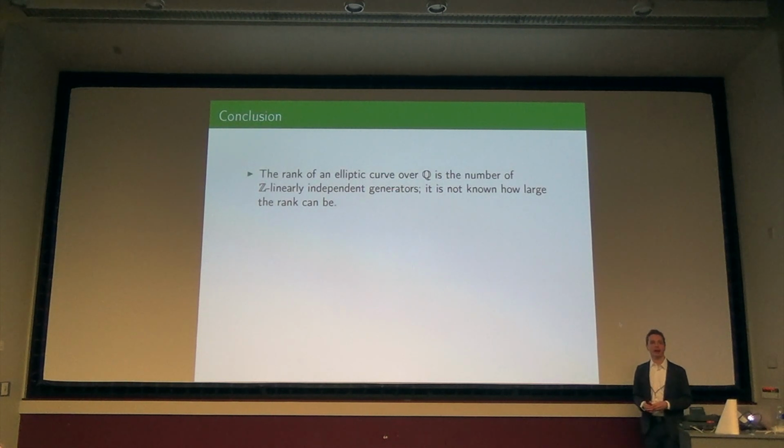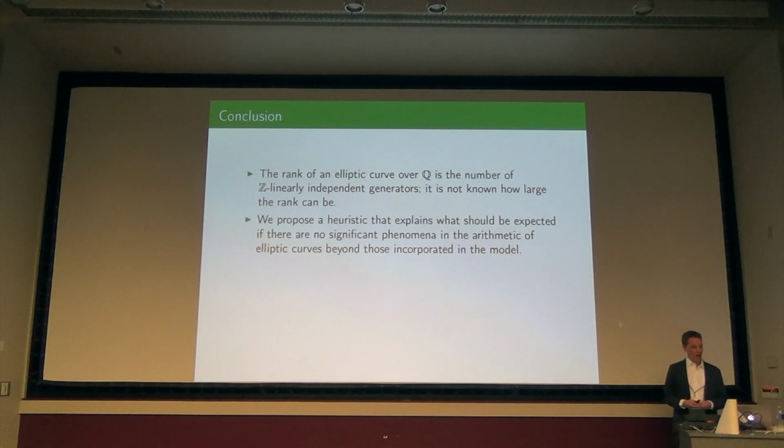The point of the talk I just gave was to show you about ranks of elliptic curves, to give you some idea that it's the number of Z-linearly independent generators, and to convince you that nobody actually knows what the rank is supposed to be. We proposed a heuristic, which is a linear algebra heuristic, which captures the spirit of the arithmetic of the elliptic curve. And it proposes that the ranks of elliptic curves are bounded. I didn't quite have time to go through the details there, but I don't feel too bad about that.